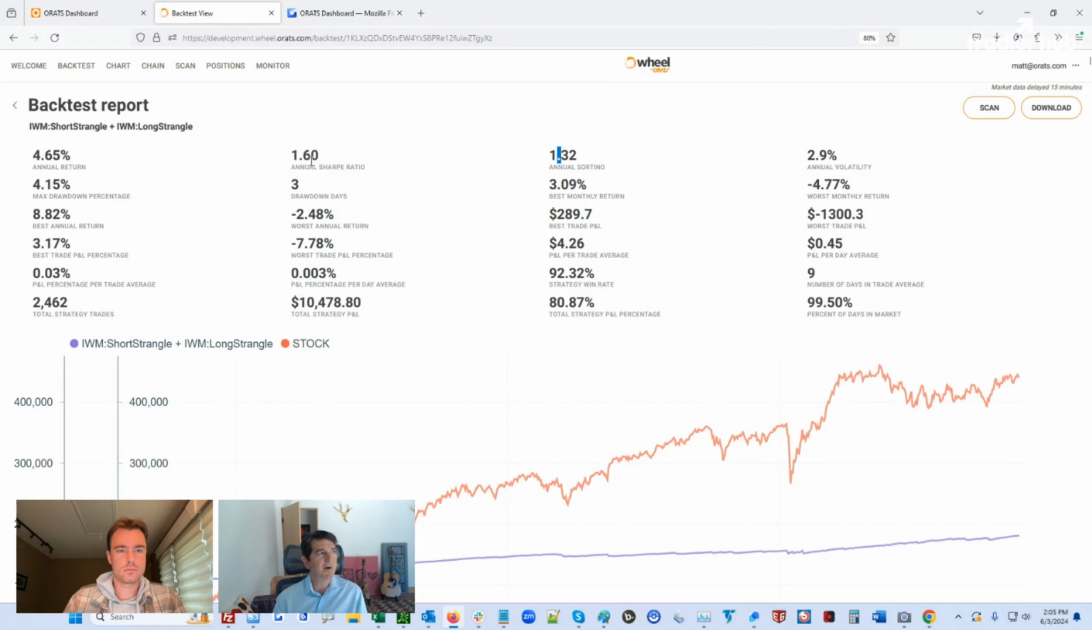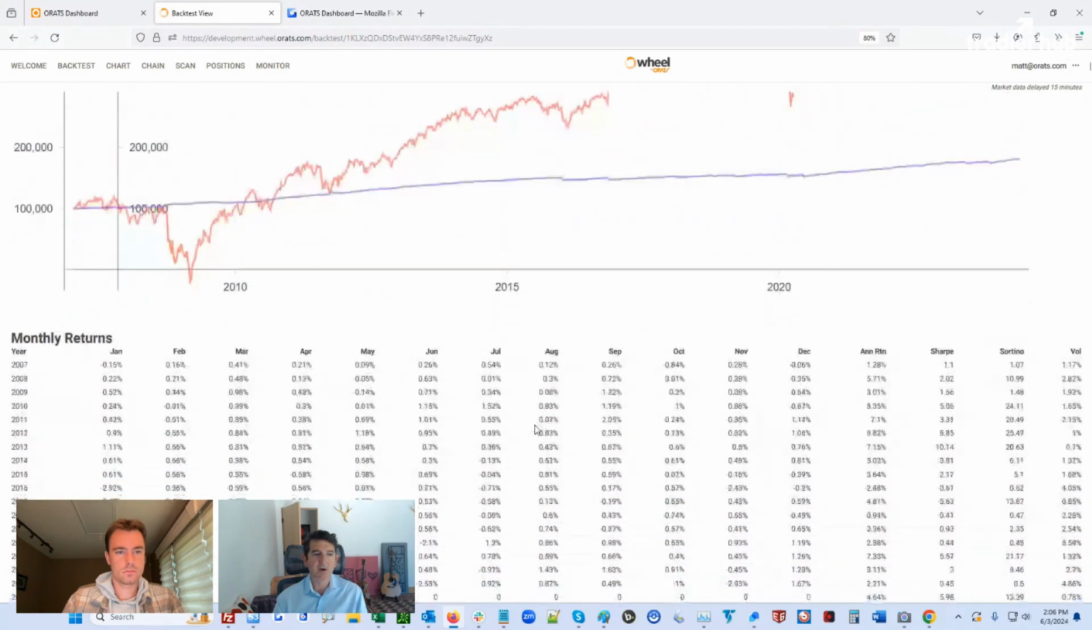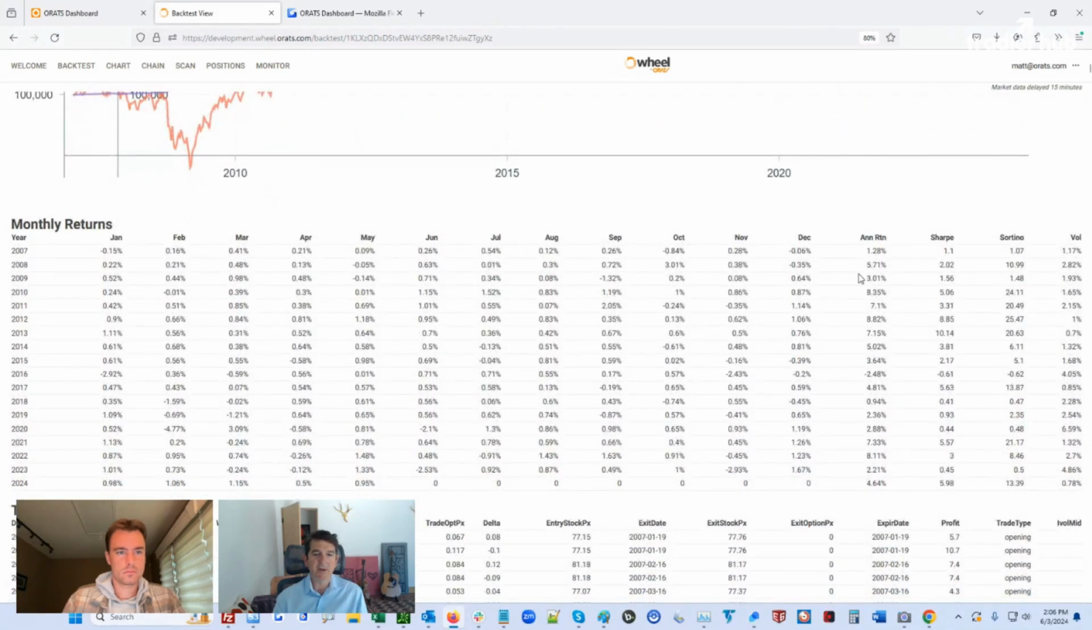This is more of a strategy that keeps putting it on, a systematic strategy over time since 2007. So it's hard to get a good Sharpe ratio like this with that type of strategy. But this is great. The drawdown's only 4%. Your annual returns are 4.5%. If you look down, that's the graph, and then you look at the monthly returns.